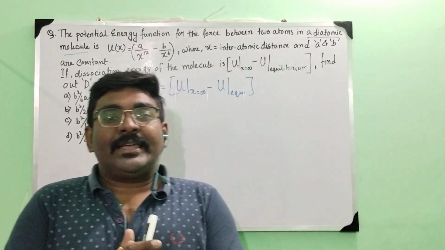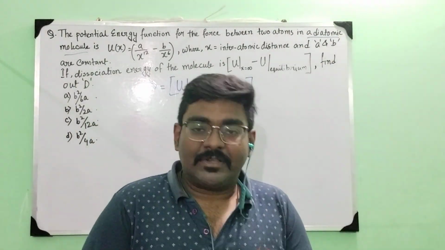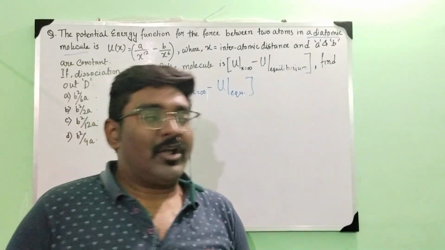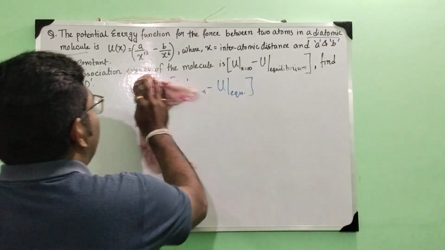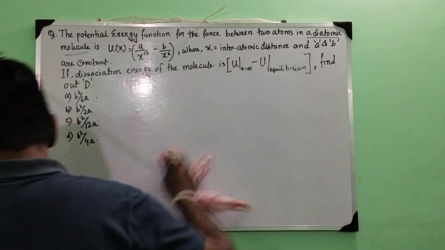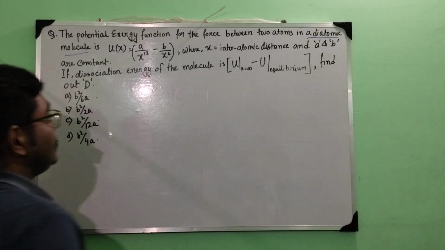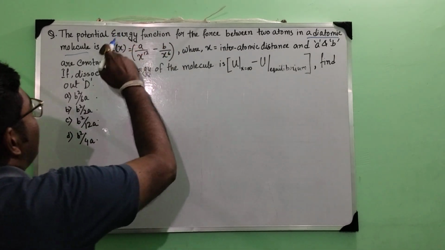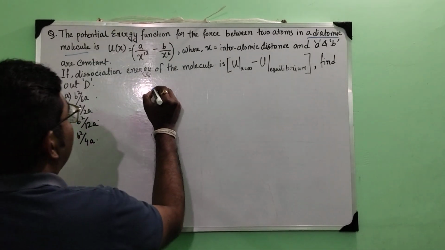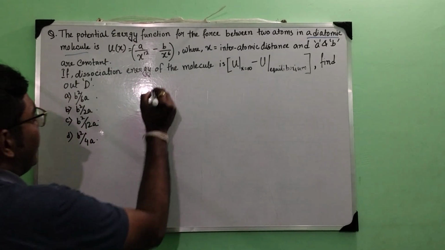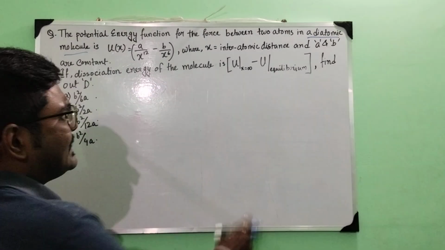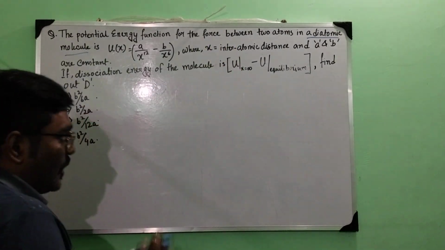Okay, so I think many of you can solve this sum, but some of you cannot. But well done that you have tried it at least. So what is given? First of all, we will talk about this potential energy function. U is a function of x. Now what is x? X is the interatomic distance. Now what is given here? It is a diatomic molecule.